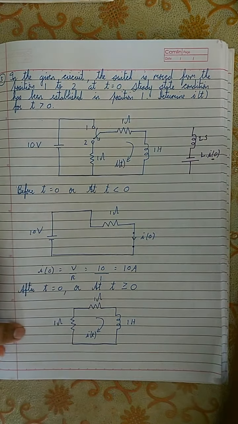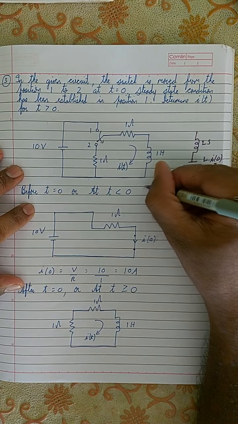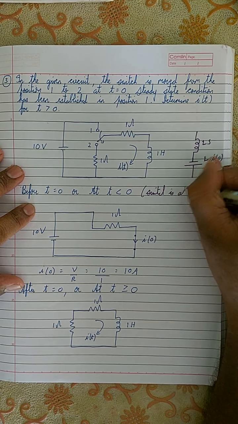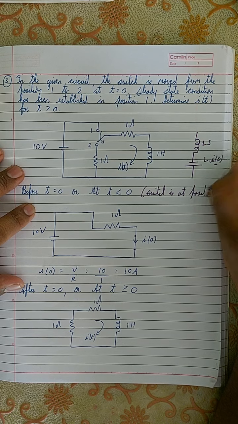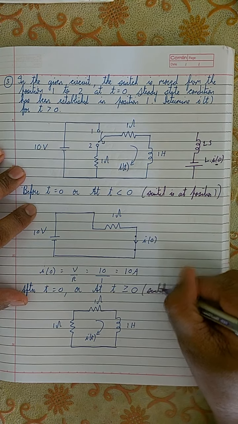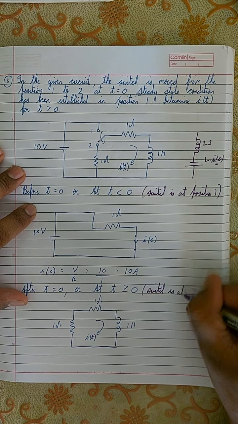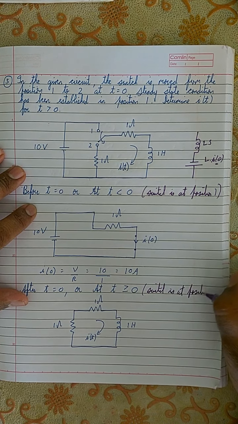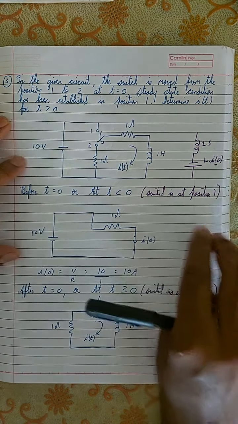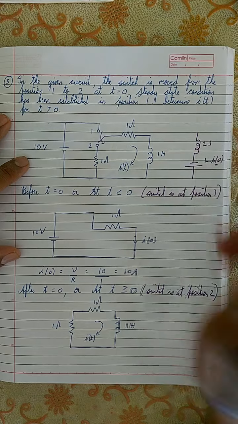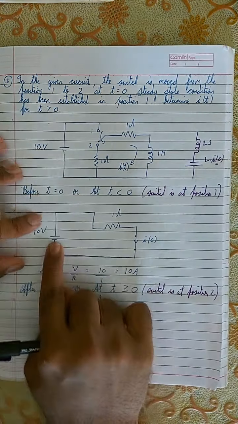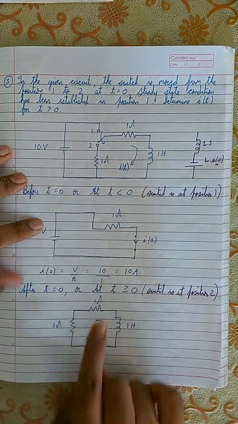Just so you will understand, I'll write it like this also. The switch is at position 1. Here I can say that the switch is at position 2. If you want, you can write this also, just so that you will understand what it means. The switch is at position 1. So position 1 means it is connected to the voltage source. Position 2 means it is connected to the 1 ohm resistor.